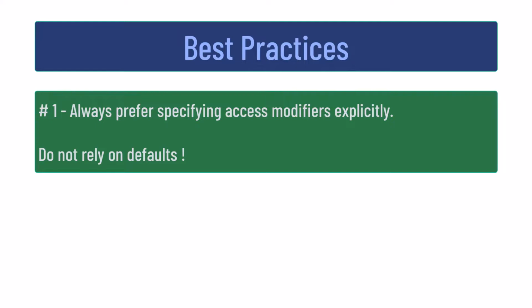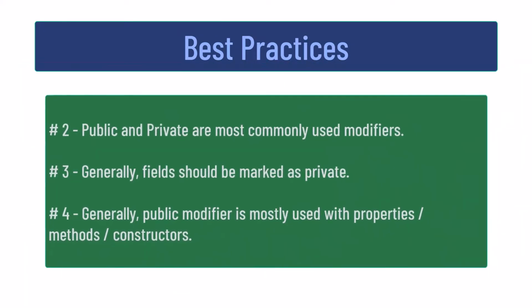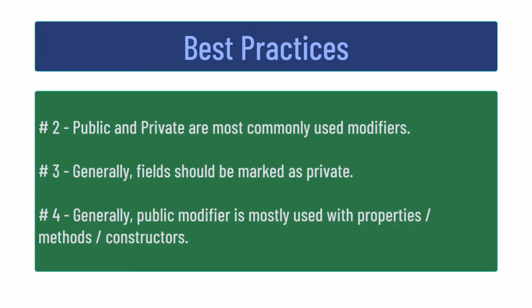Also, the next suggestion is, in my experience, private and public access modifiers are used more often as compared to other access modifiers. The other modifiers are also used, but their usage is not that frequent. Now, when you are declaring any methods or properties or constructors, you may want to use the public access modifier in most of the cases. On the other hand, when you are declaring fields, you may want to use the private modifier in most of the cases.